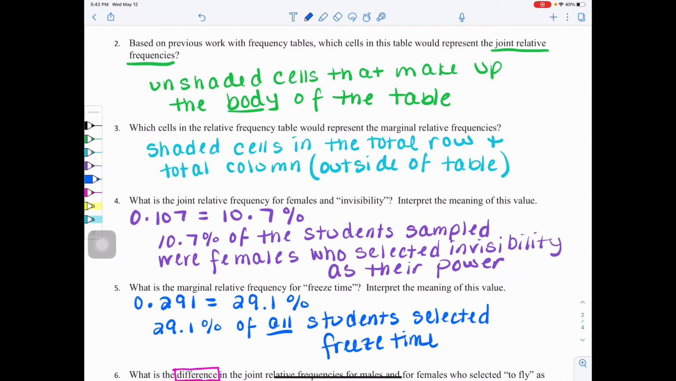Number 3, which cells in the relative frequency table would represent the marginal relative frequencies? Shaded cells in the total row and the total column. So remember, this is the outside of the table. Again, refer back to your previous day's notes.